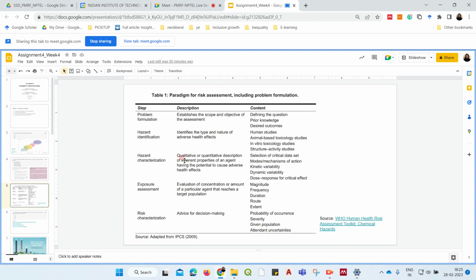Then hazard characterization can include things like selection of critical data sets, seeing the modes or mechanisms of action, such things. And then exposure assessment can be the magnitude of exposure, and then the frequency, so how often it happens, so how frequently or in what way the plan should be formulated. And the duration, so for how long the exposure is occurring. Then route and extent, such things are part of exposure. So I hope this is clear to you.